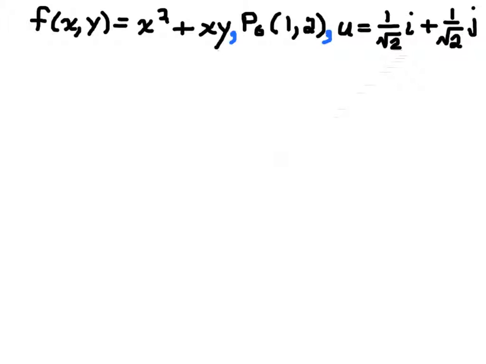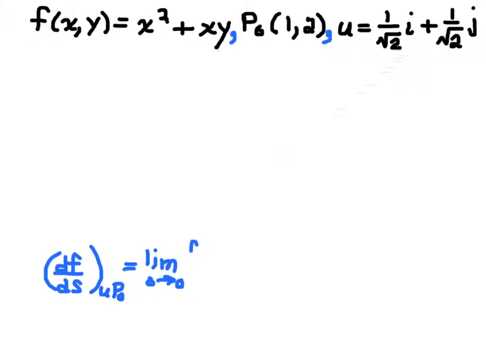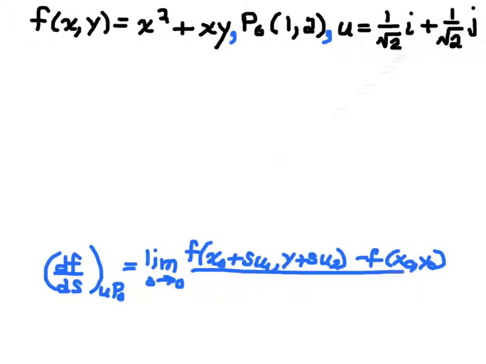So let's use our definition of the derivative here. The derivative of f with respect to s, and this is our directional derivative at p naught, is equal to the limit as s goes to 0 of f of x naught plus s times unit vector u sub 1 and y naught plus s times u sub 2, minus f of x naught y naught, all over s. That's our definition.